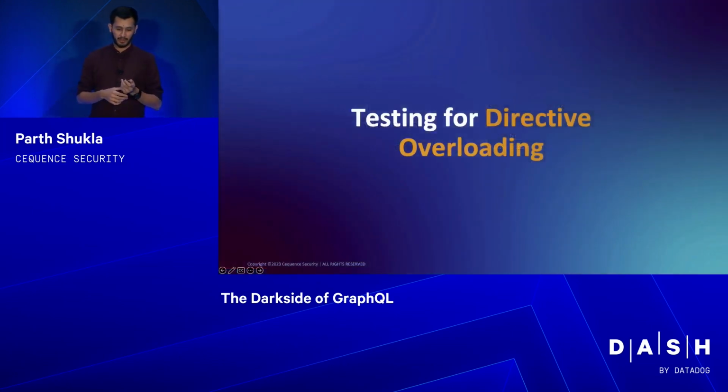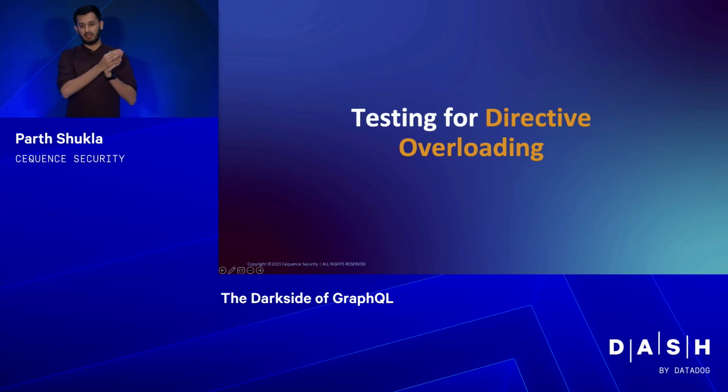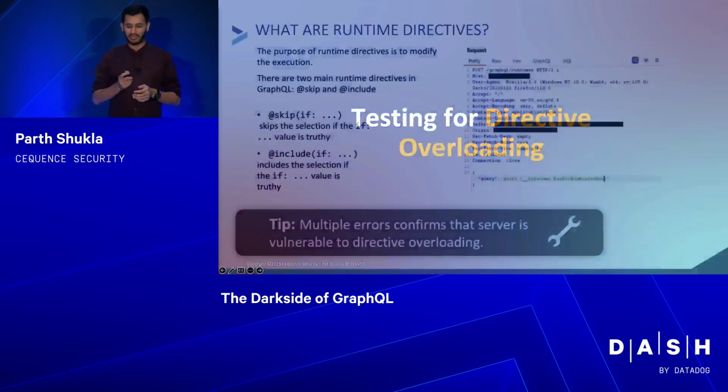The same way, we have something known as testing for directive overloading. Now, what are the directives? Directives are a good feature in GraphQL, but as a bug hunter, as a security researcher, our job is to test every feature and make that a bug. The opposite of what QA does, making a bug into a feature, but we do the opposite, making a feature into a bug. So what are the directives?